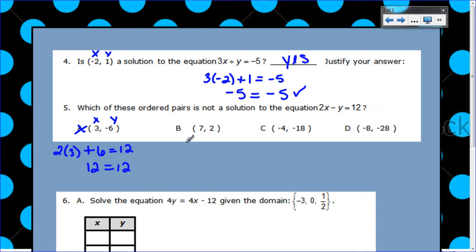Lather, rinse, repeat. Let's do it again. 2 times 7 minus 2 equals 12. Well, 2 times 7 is 14. 14 minus 2 is 12. That one works. So that's also a solution.